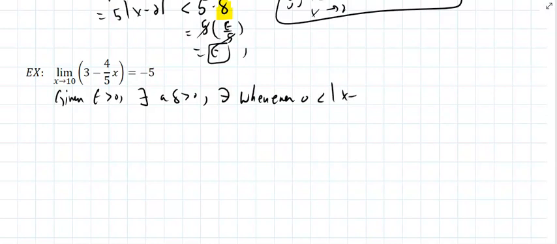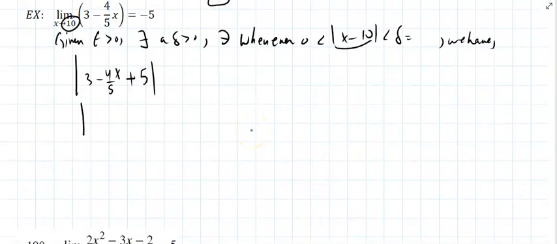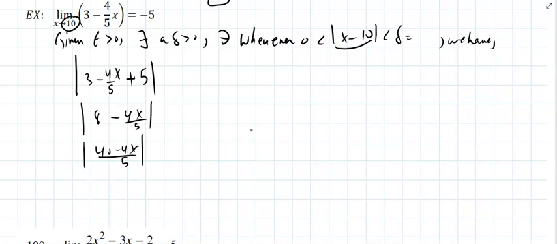Whenever 0 is less than |x minus 10| is less than delta, we have the absolute value of the difference of those. Minus a negative 5 is plus 5. Now I need to get x minus 10 out of this. That will be an absolute value of 8 minus 4x over 5. If I get a common denominator, that's 40 minus 4x over 5. Factor out a 4 over 5. Wouldn't that be x minus 10?